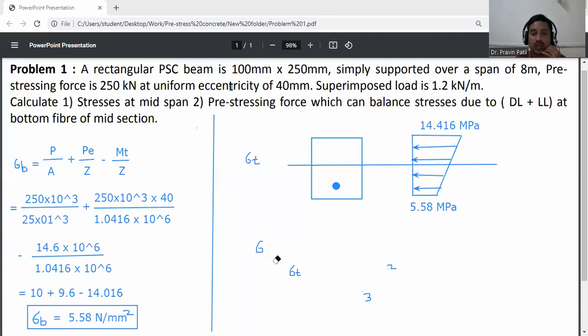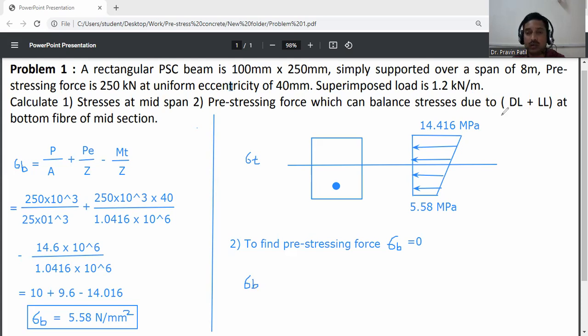Okay, so now the second question. Find the pre-stressing force when sigma bottom is equal to 0. So sigma B is equal to 0. The formula we know for sigma B is as follows.